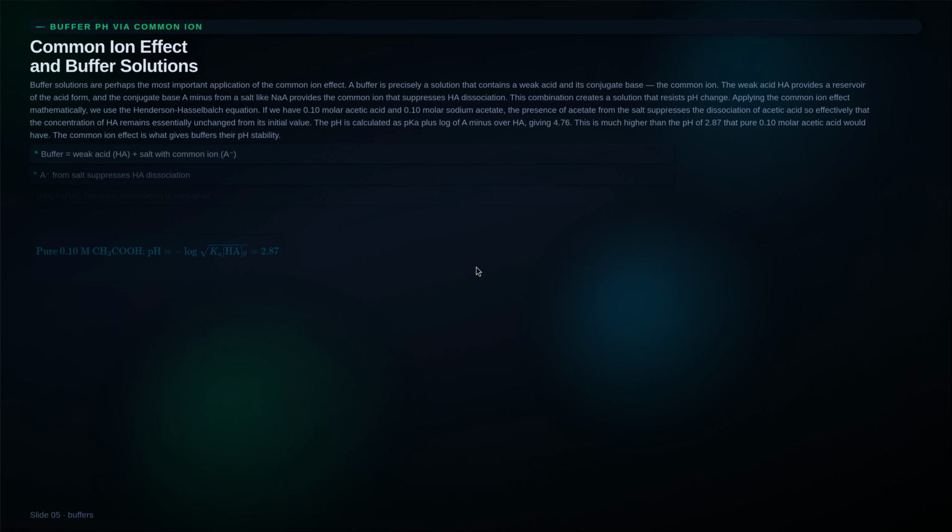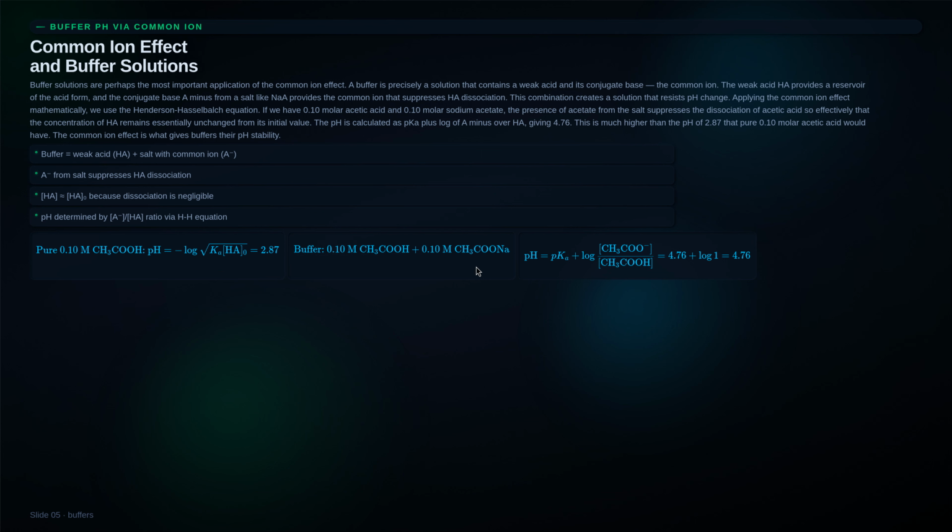Buffer solutions are perhaps the most important application of the common ion effect. A buffer is precisely a solution that contains a weak acid and its conjugate base, the common ion. The weak acid HA provides a reservoir of the acid form, and the conjugate base A- from a salt like NaA provides the common ion that suppresses HA dissociation. This combination creates a solution that resists pH change.